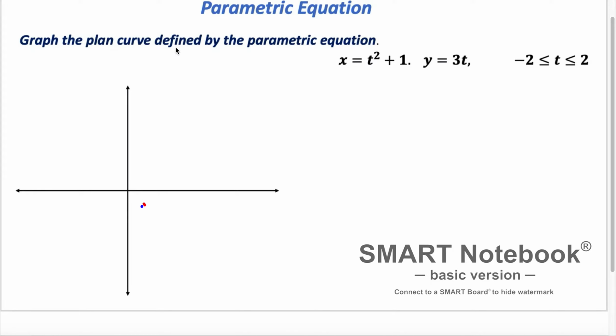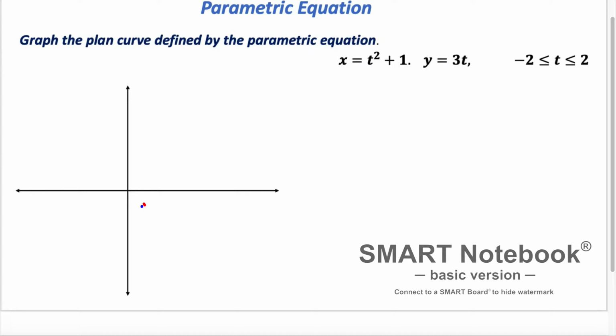Graph the plane curve defined by the parametric equation x = t² + 1, y = 3t, where t is in the closed interval from -2 to 2. So t is between -2 and 2. First of all, let me make a table to find the values of x with respect to t.